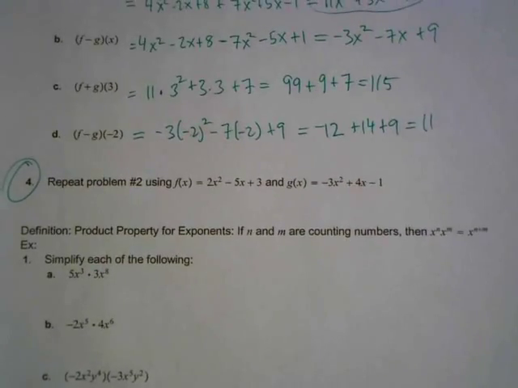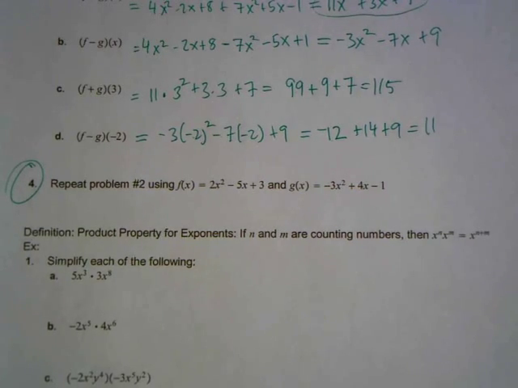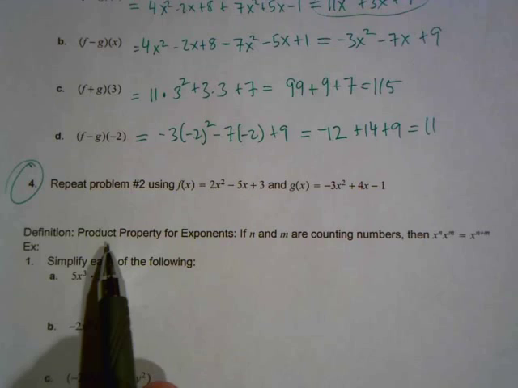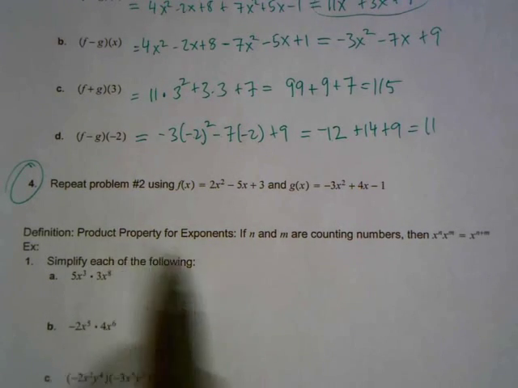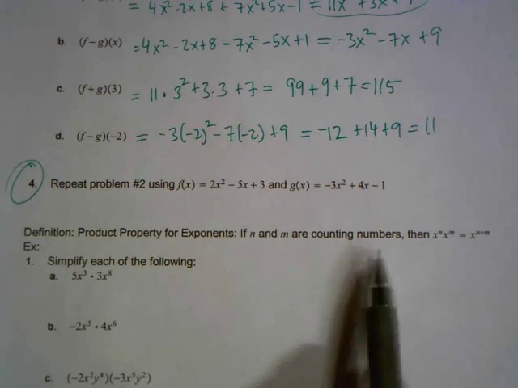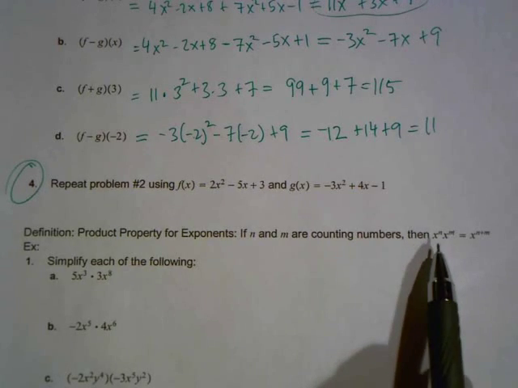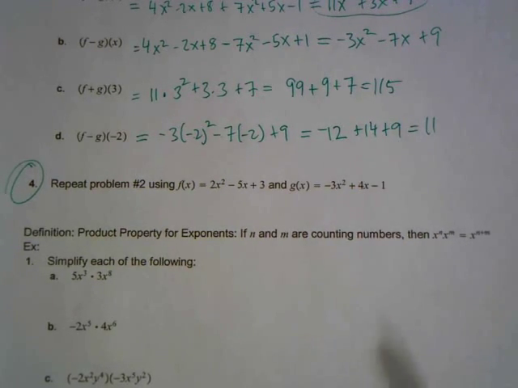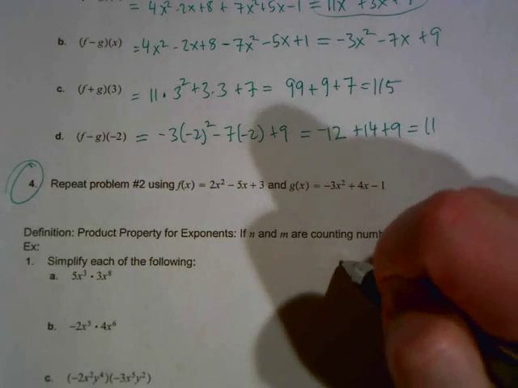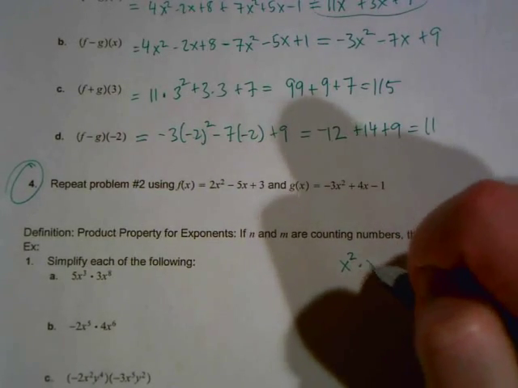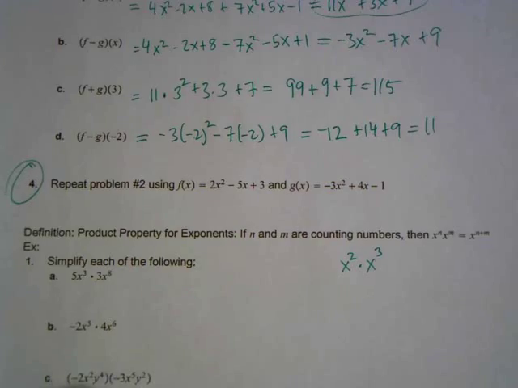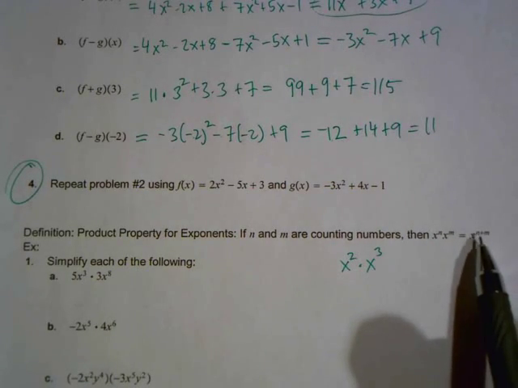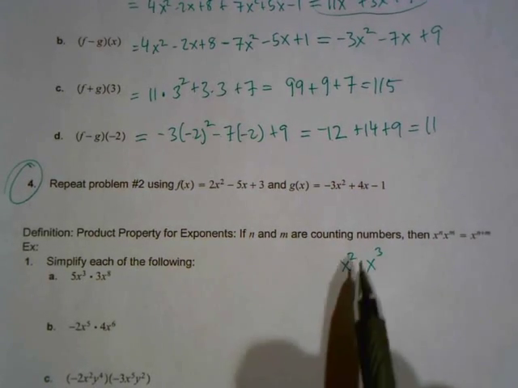Alright, so that was pretty much all of 7.1, and now we move into 7.2. 7.2, we're going to talk about multiplying. So we have a rule, definition, product property for exponents. If n and m are counting numbers, then x to the n times x to the m equals x to the n plus m. So let me show you what I'm saying here. I'm saying if I have x squared, and I'm going to multiply by x cubed, this rule is telling me I should just be able to add the exponents and say 2 plus 3 is 5.